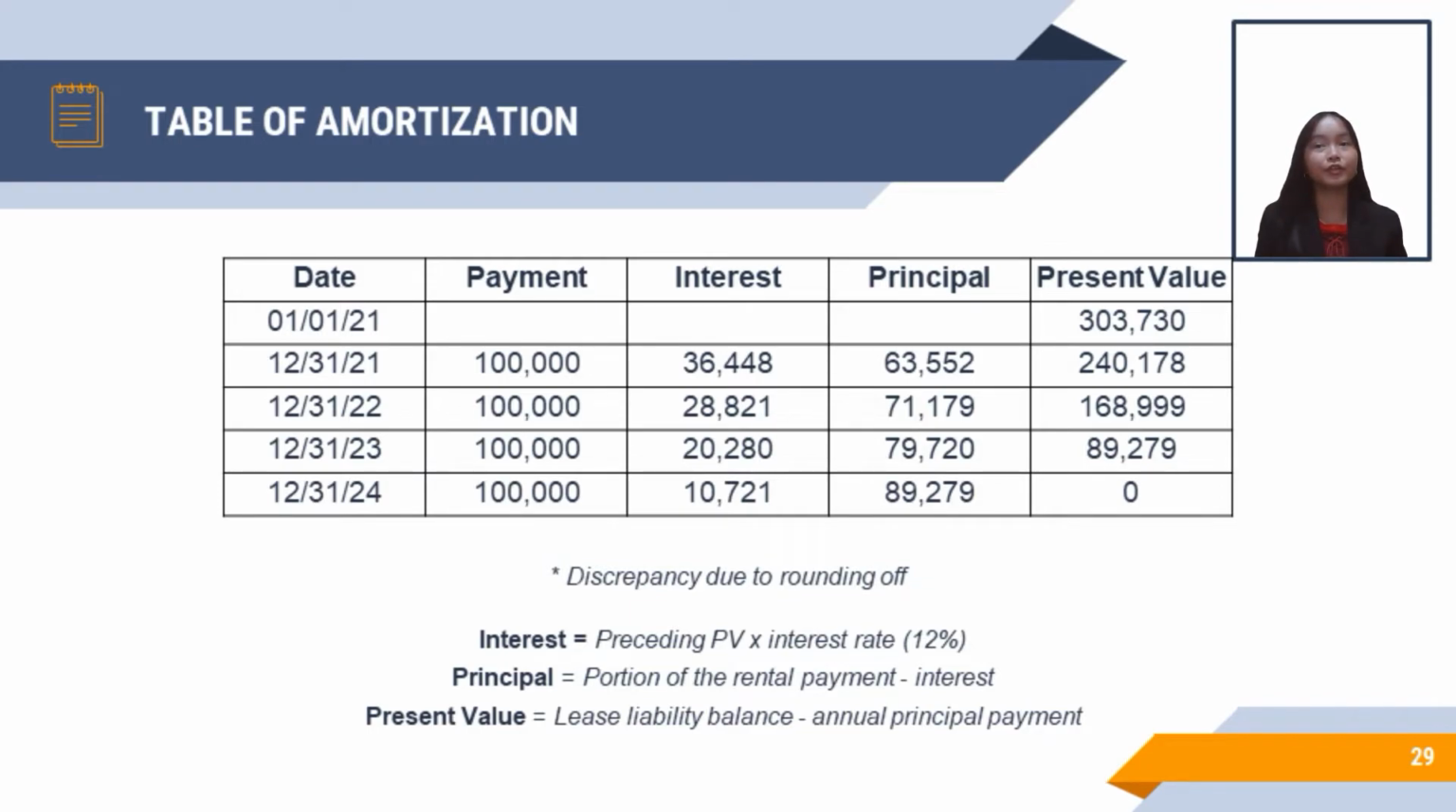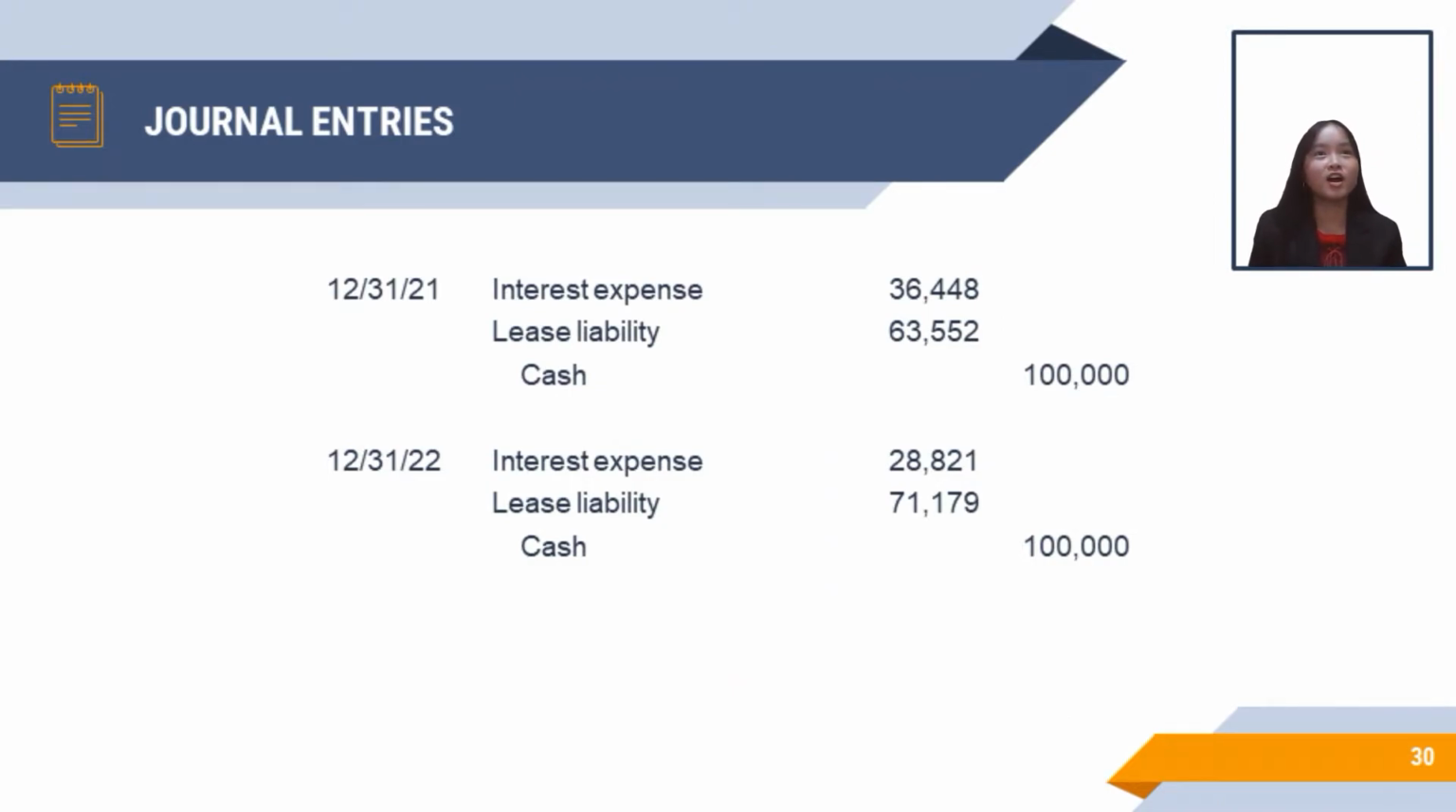Thus, on 2021, 303,730 minus 63,552 is equal to 240,178. So now we will journalize. On December 31, 2021, we will debit interest expense for 36,448, lease liability for 63,552, and then we will credit cash for 100,000.